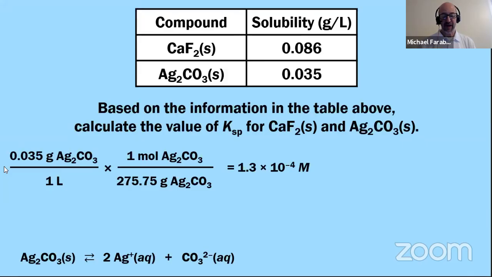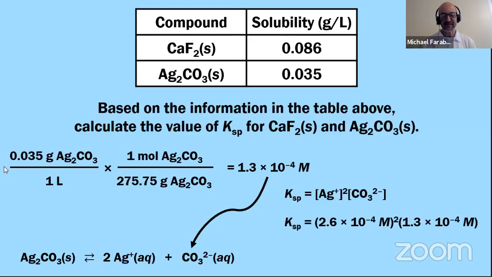So remember, you're looking for that 1-to-1 mole ratio between the compound itself and the aqueous ions. So that number, 1.3 times 10 to the negative 4, is the concentration of the carbonate, which means that the concentration of silver should be not 1.3, but 2.6 times 10 to the negative 4. So plug those values into the Ksp expression. Again, we're expecting a pretty small number for Ksp, and sure enough, 8.8 times 10 to the negative 12.